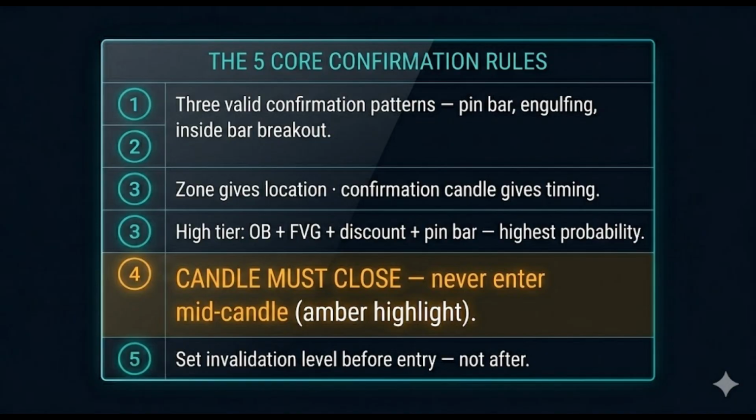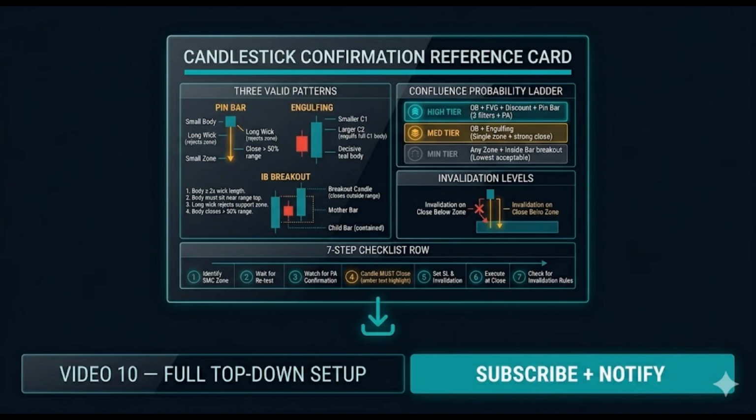No exceptions. No mid-candle anticipation. 5. Always set your invalidation level before entering. If you cannot name the level that proves you wrong before you enter, you are not ready to enter. Phase 3 continues with video 10, the full top-down framework that connects every concept in this course into one complete workflow.